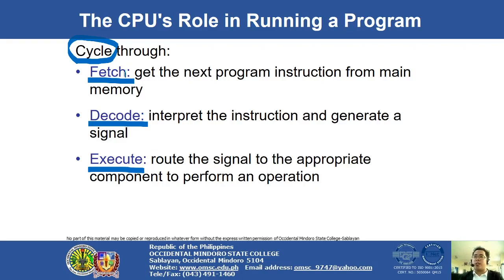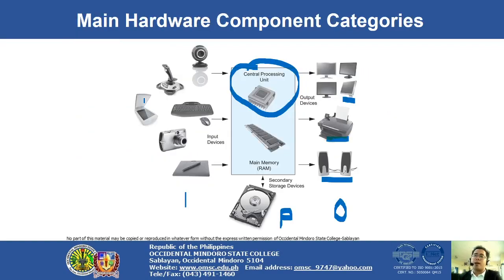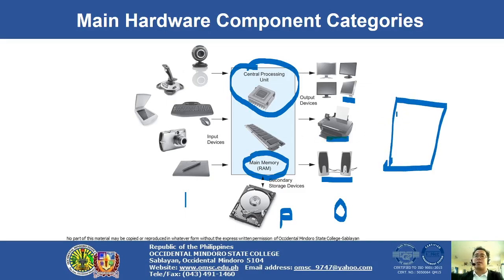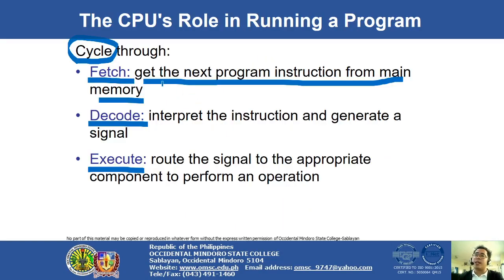From the word fetch, meaning get the next program instruction from the main memory. Okay, where is our main memory? So this is our main memory. Our main memory has what we call addresses. It has addresses in your operating system. You're gonna know what these addresses are. So we're gonna get the next program instruction from the main memory.